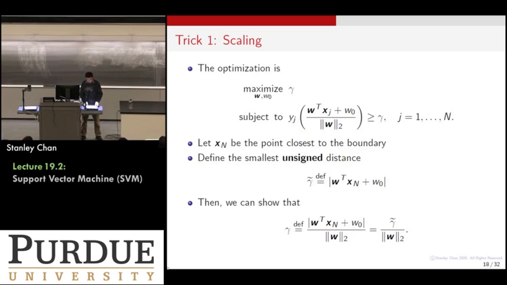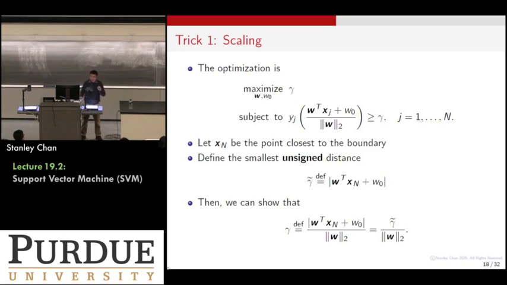So what I'm going to do is pick a point x_n that is closest to my boundary. Let's say this is my decision boundary, and I'm going to pick a point. This is x_n, and then I am going to define this unsigned distance, which is the absolute value of putting this point into your discriminant function.